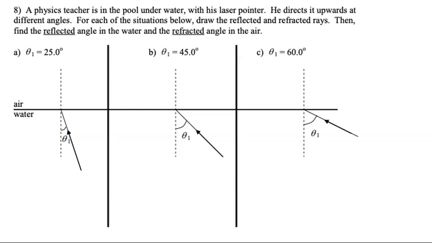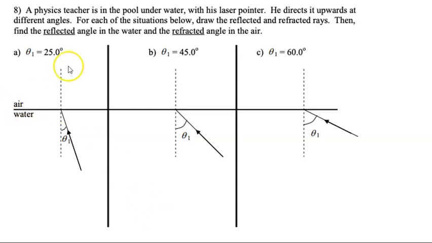Alright, so anyway, there I am, directing the laser at different angles, and let's follow the instructions. First thing we're going to do is draw the reflected and refracted rays. So maybe you just want to draw it for situation A first, just in case you're doing anything wrong. Pause the video when you do this, and then I'll talk about what it should look like. I really like to see how students draw this.